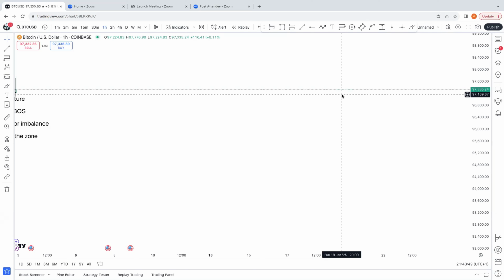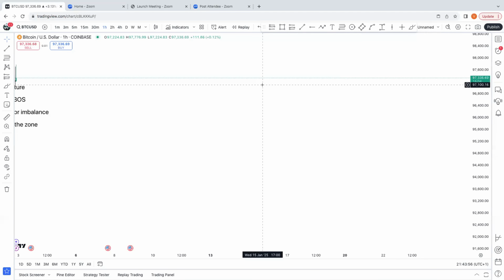So what is a supply and a demand zone? I refer to them as zones because they are actually areas where money enters into them, or money flows into the market, either for buy or for sales.